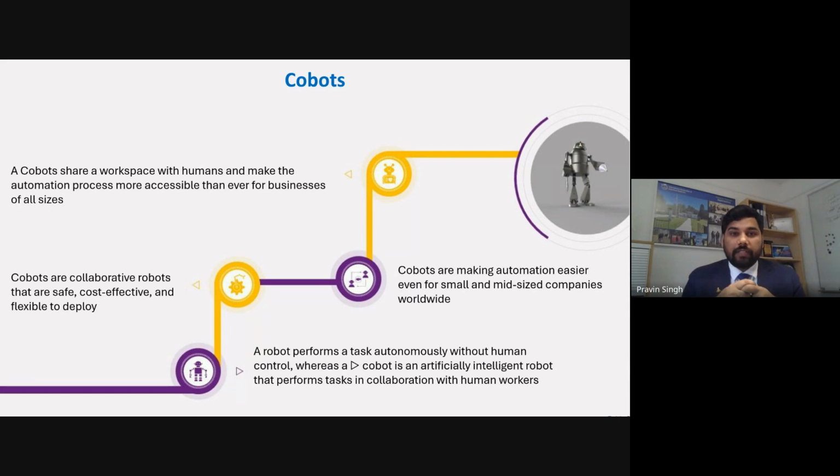It is safe to work with, and it is designed with sensors to avoid harming humans. It is very cost effective, cheaper and easier to integrate than large scale robotic systems. It is flexible and adaptable, used in hospitals, rehabilitation centers, and elderly care. A cobot assists nurses in lifting patients, reducing strain and preventing workplace injuries. So this will be the work of a cobot.